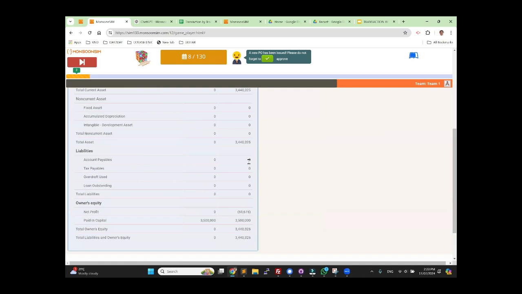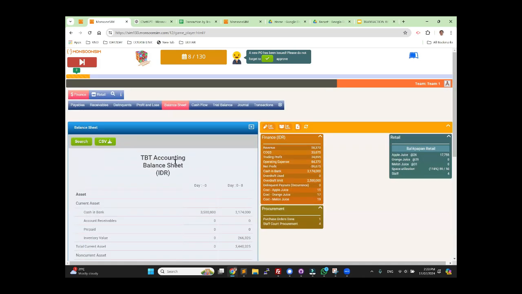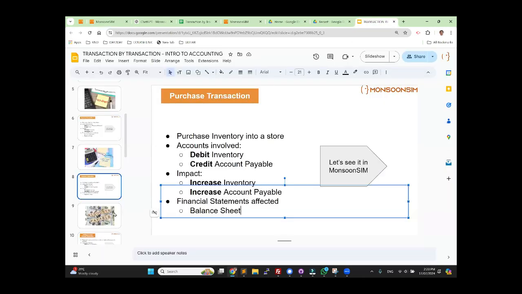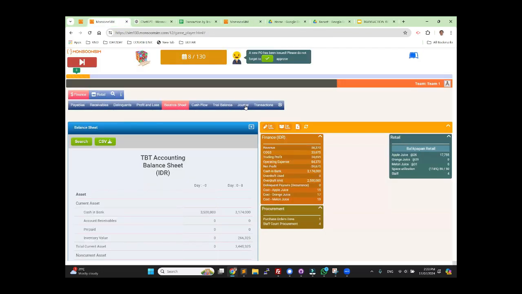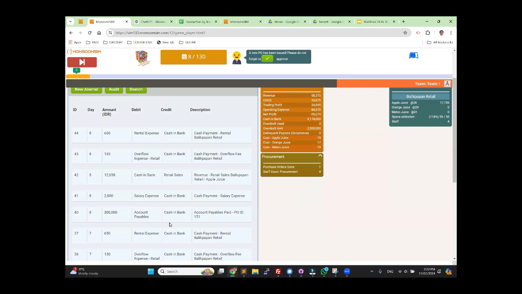It is gone. Yeah. And then if you look at your journal, according to this, what happened if you settle your account payable? Settling account payable is that you debit account payable and credit cash. Okay. So your account payable is decreased and your cash decreases. Okay, debit AP, credit cash. So let's reconfirm this. Debit AP, credit cash. That's when you pay off your payables.